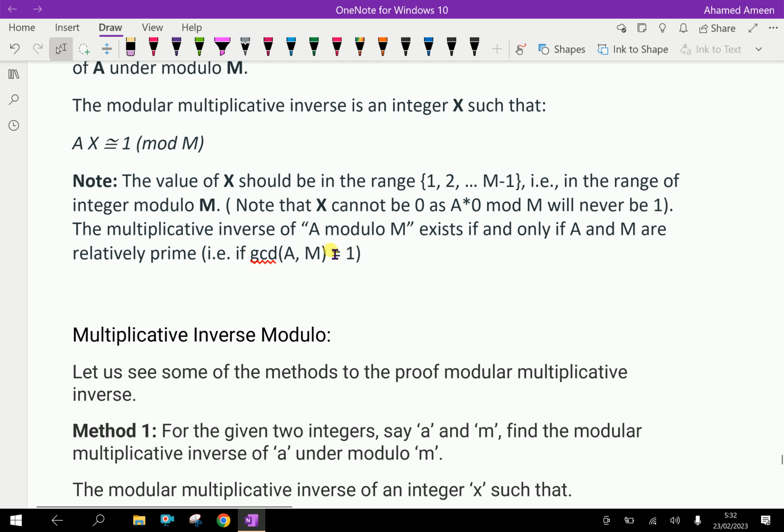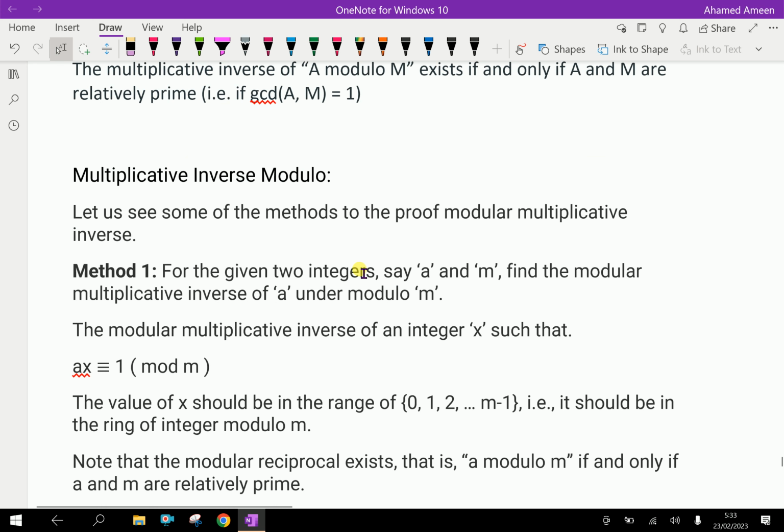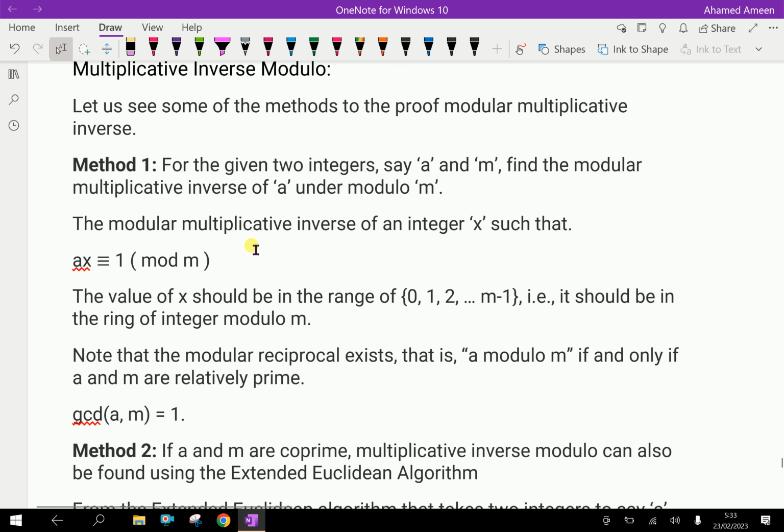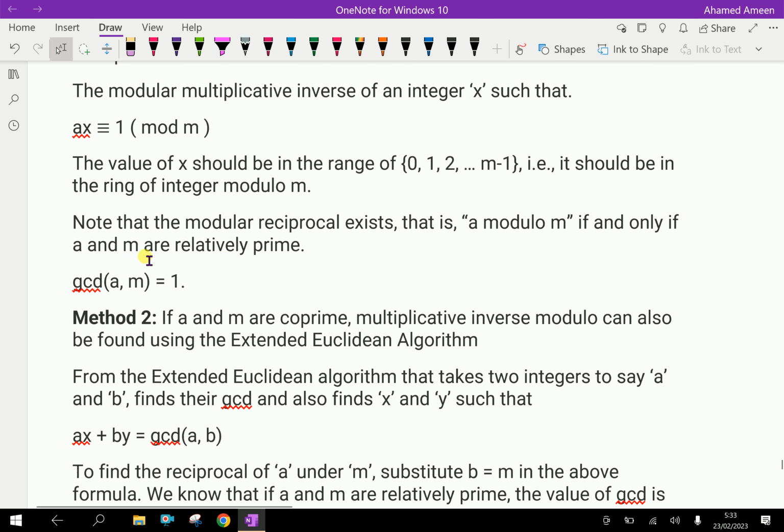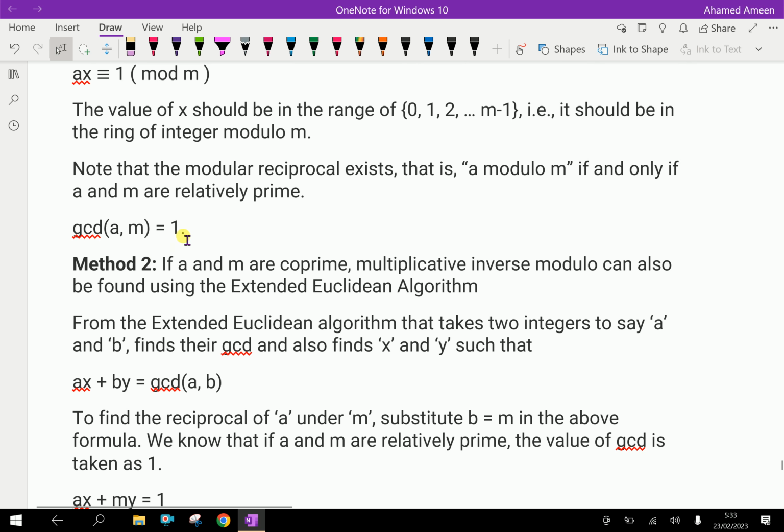The multiplicative inverse of a modulo m exists if and only if a and m are relatively prime, that is, the GCD of a and m must be equal to 1. Let us see some of the methods to prove the modular multiplicative inverse. The value of x should be in the range 0 to m minus 1, in the ring of integers modulo m. Note that the modular reciprocal of a modulo m exists if and only if a and m are relatively prime, that is GCD of a and m equals 1. This is the first method.